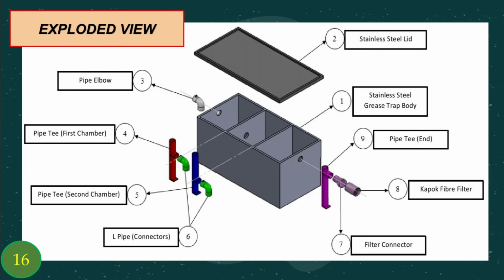Starting from number 1 is the stainless steel grease trap body. Number 2, stainless steel lid. 3, pipe elbow. 4, pipe T for the first chamber. 5, pipe T for the second chamber. Number 6, L pipe connectors. Number 7, filter connector. Number 8, carpet fiber filter. And lastly, pipe T N.